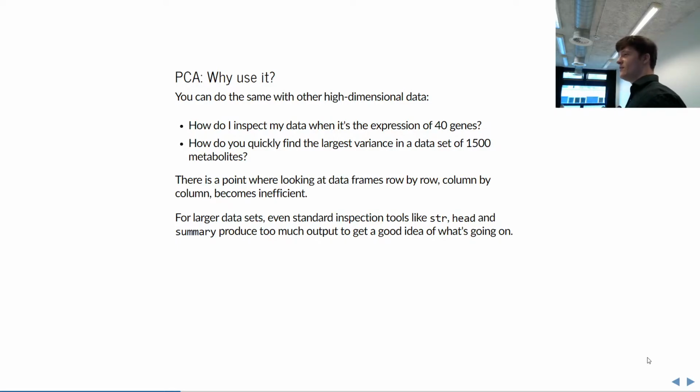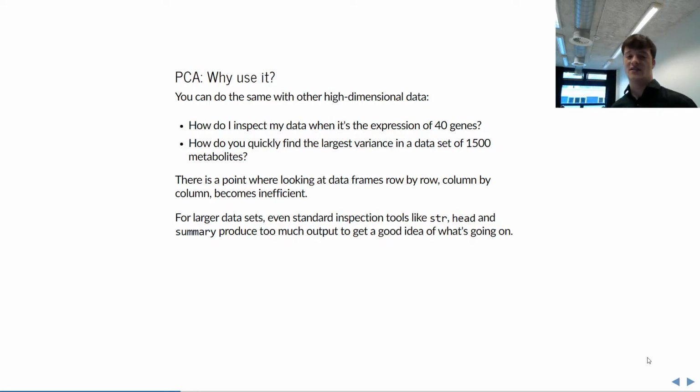And how do you know there's an outlier? How do you know there might be clusters? It's really impossible just by scrolling through a very large Excel file. It's not going to give you any knowledge. So we need some sort of tool to visualize this high-dimensional space, and that's what we're going to do with PCA. Yeah, so there's a point where just looking at the data frame is not only inefficient, but also you cannot remember that many numbers to actually make any connections.